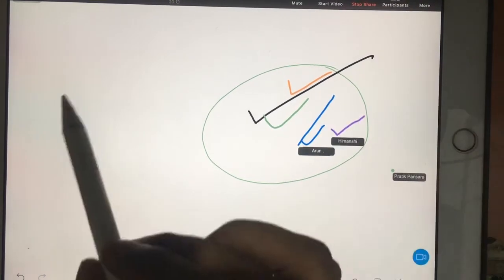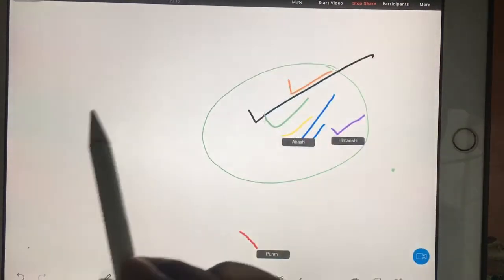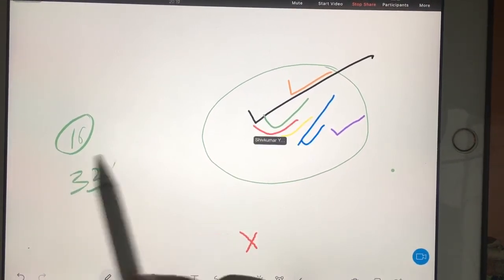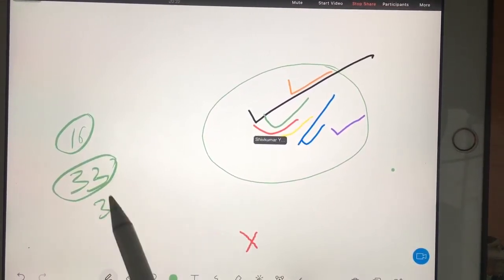Today also I can see only 16 students are attending. In total we should be 33, I mean 34 including me.